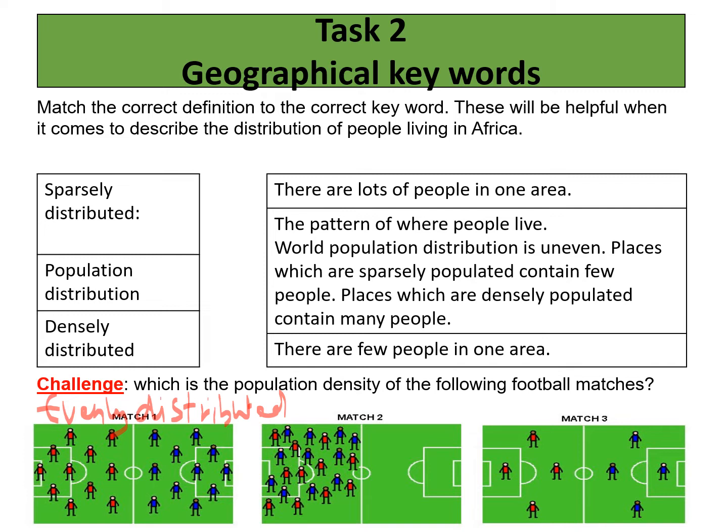Now, in match 2, there's the same amount of people that are in the match 1 image, but they're all close together. They're very compact. So this would be classed as being densely populated. So there's more people per area. And then match 3, there's less people, and then they're more spread out. So these would be classed as being sparsely populated. So use these images of the football fields to match the correct word to the correct definition for task 2.